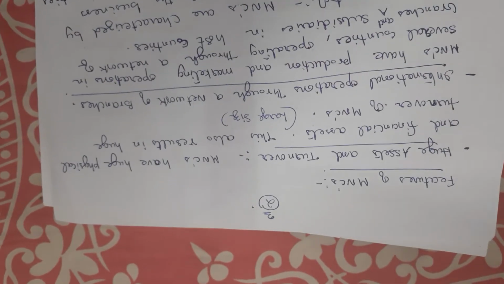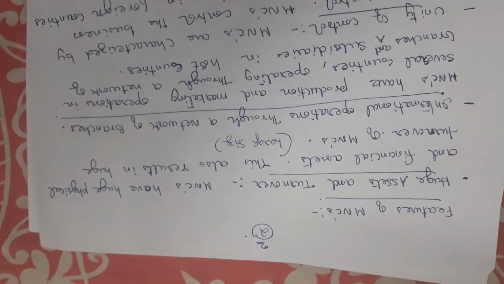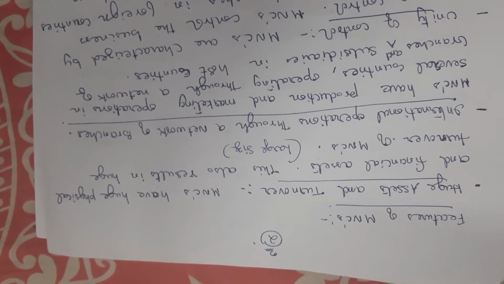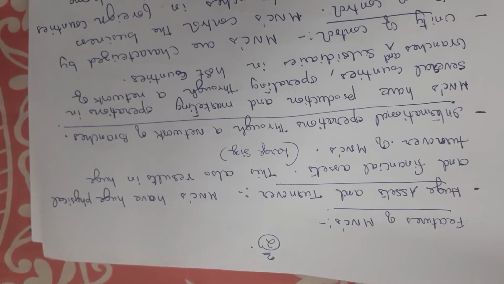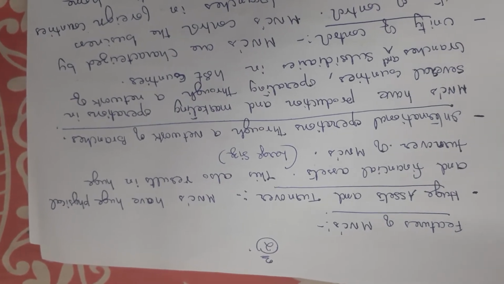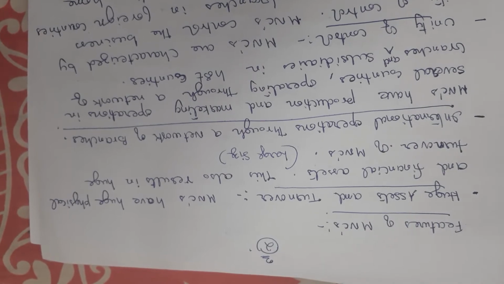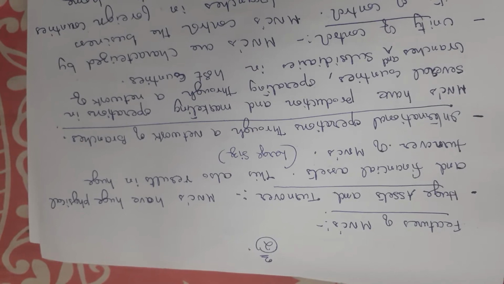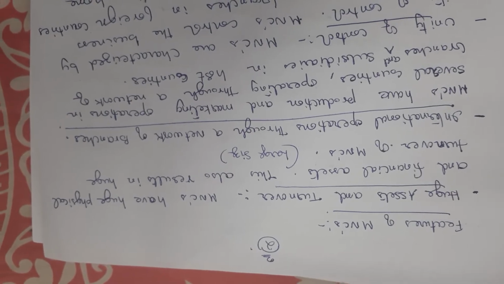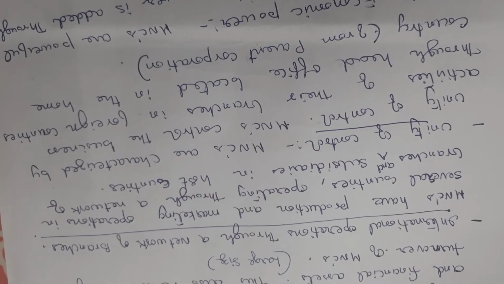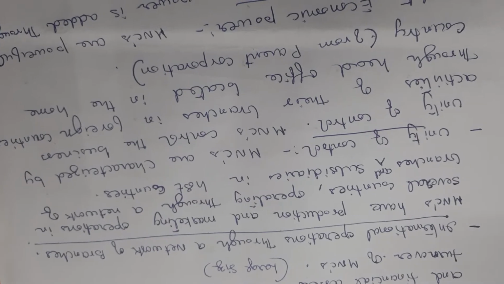Okay. Features of multinational corporations: huge assets and turnover. They have huge physical and financial assets, and their turnover, which means the volume of sales that they make in one particular year, is quite huge. Next, international operations through a network of branches. Multinationals have production and marketing operations in several countries, operating through a network of branches and subsidiaries in host countries.